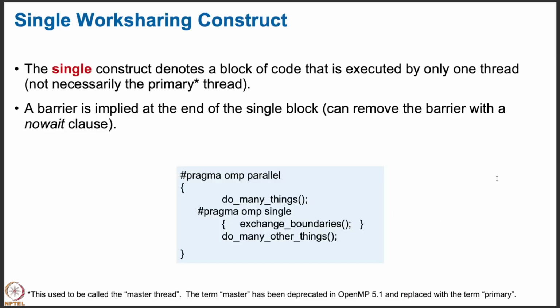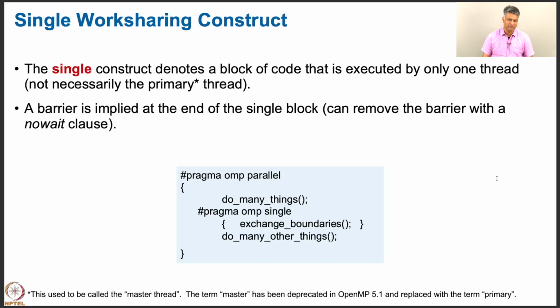Now, we will first go through what a single work sharing construct is. The single construct denotes a block of code that is to be executed by only one thread. And it is not necessary that this thread has to be the primary thread, also what was known as the master thread. A barrier is automatically implied at the end of the single block. You can remove this barrier if you would like using something called the nowait clause, for which we will look at an example later.